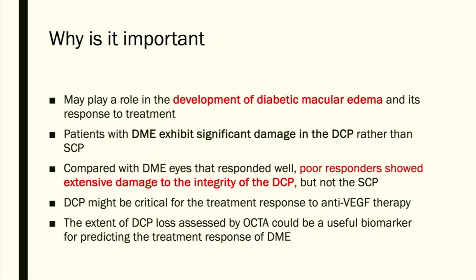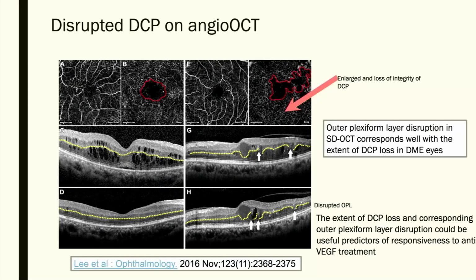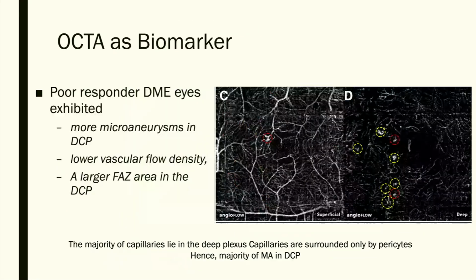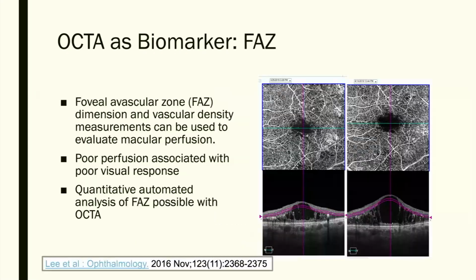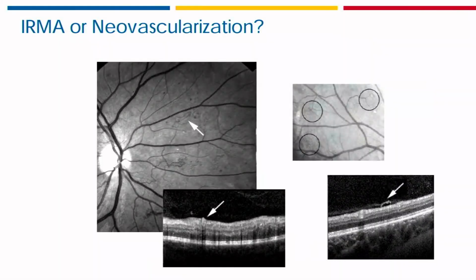And as I said, why is it important? It has prognostic value. You can see here disorganization of DCP, and response to DME treatment is also less. Other biomarkers, microaneurysms, if they are present in the superficial layer, they are a problem. But if you see these in the deep layer, then it is an even poorer prognostic marker. Enlarged FAZ in DCP is a poor prognostic marker.